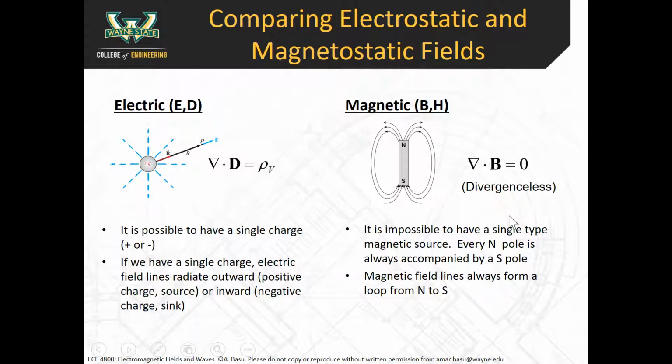In the case of magnetic fields, you can't just have a north pole. The north pole and south pole always accompany each other. And as a result of that, you always have field lines that are circulating like this. They have a rotational element to it. So as a result, the divergence of the magnetic field is always zero, but you can have a curl component to it. So that's the fundamental difference between electric and magnetic fields.